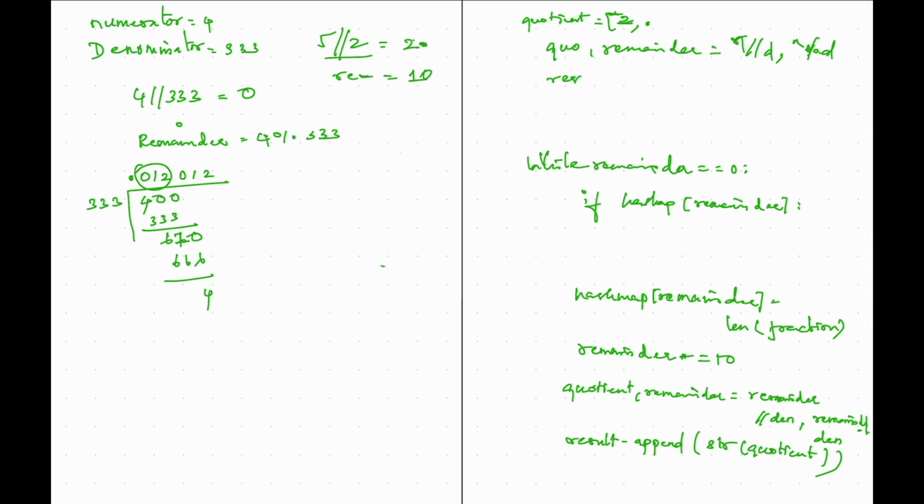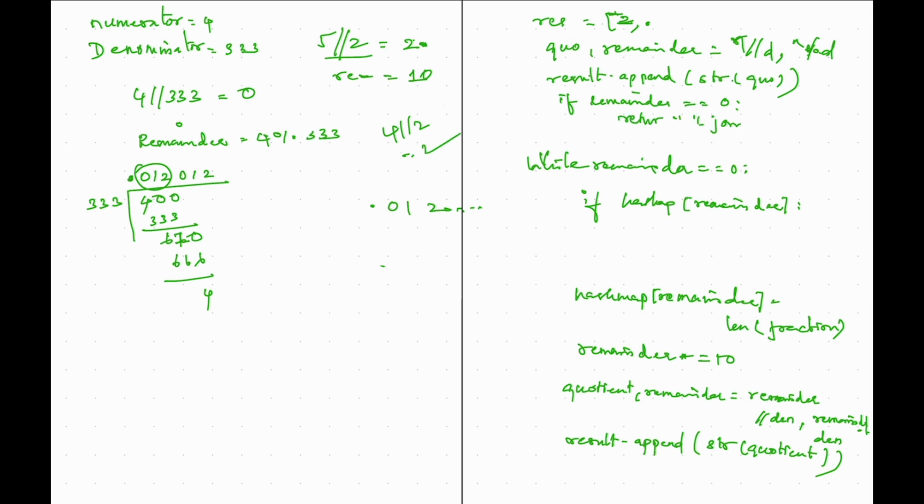Initially what we would have done is result dot append str of quotient, so this is result 2, right? Next, after that, whatever the remainder comes, we do the dot and 0, 1, 2, etc. If the remainder equals 0, for example 4 divided by 2 is 2, you can straight away return the result. Why do we do join result? Because it's an array.